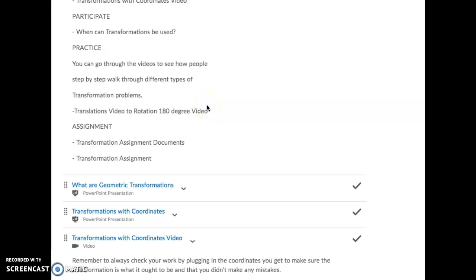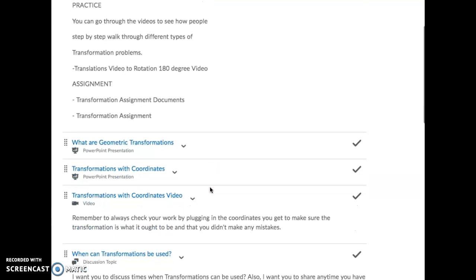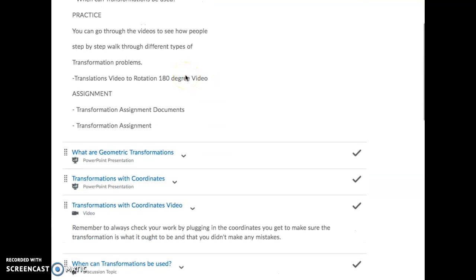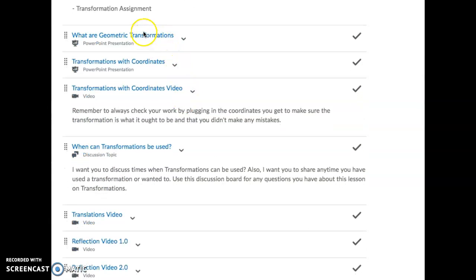because some people will be looking at these PowerPoints and they will understand it within a second, and they don't need to get more practice because they already understand it. And then also other people will need to see it written out or said in a different way. And then we have the assignment as well. And so I'm going to just walk through this first PowerPoint.